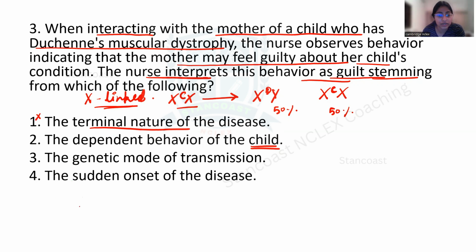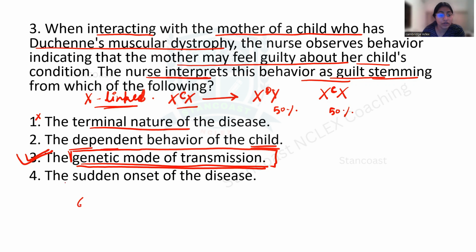Talking about option 3, genetic mode of transmission. Now, this is an option that we have to look for. We know that the mother will have some amount of knowledge about this disease. So she will surely know that this disease is transmitted by her, and this will cause a good amount of guilt in her. So this is the reason that will cause guilt in her.